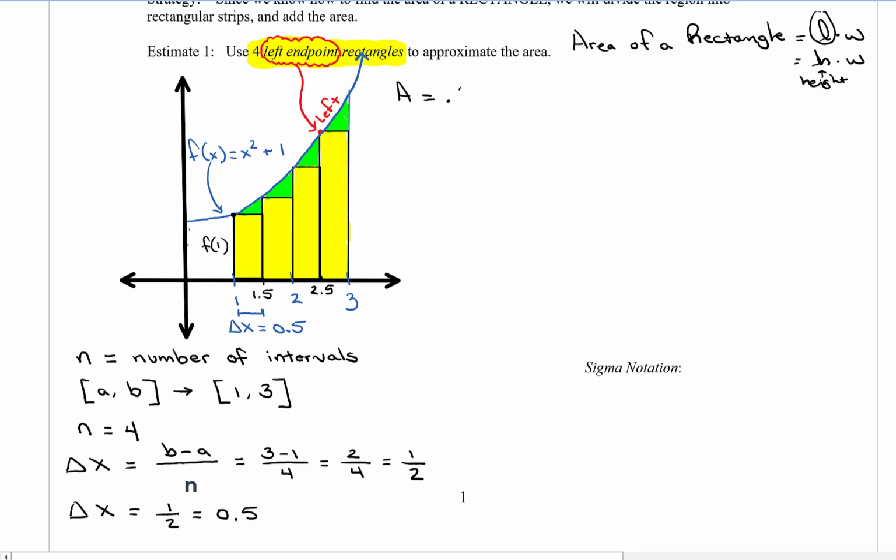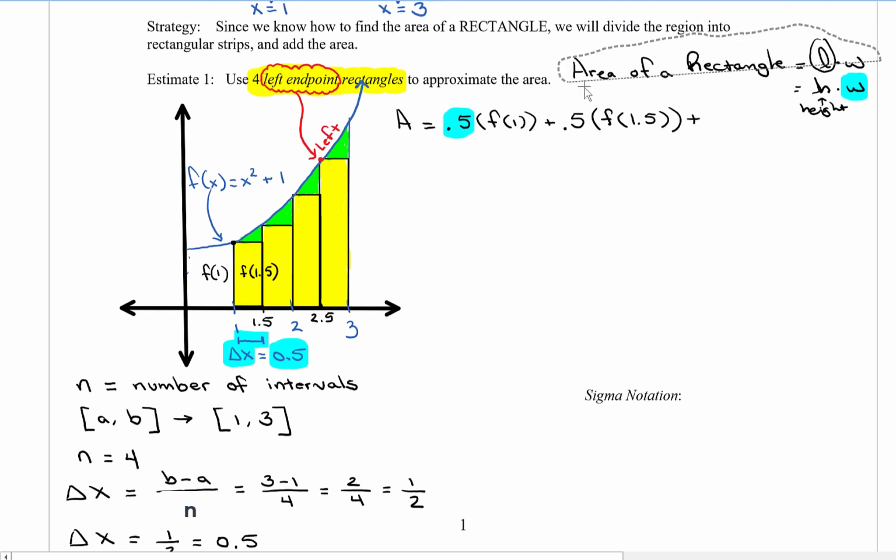Okay. Let's go ahead and write A for area, equals 0.5, which represents the width. I've highlighted 0.5 in blue, and also I've highlighted the delta x equals the 0.5 that was right below the x-axis in blue, and I've highlighted W in the formula in blue. Let's go ahead and write A equals 0.5 times f of 1, which represents width times the height, plus 0.5 times f of 1.5. This would represent our second rectangle going from left to right.